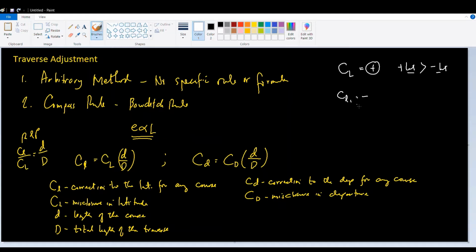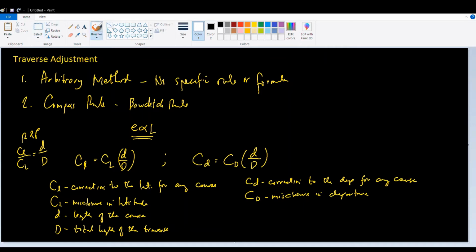Same thing, if the misclosure in latitude is negative, that means that there are more negative latitudes than there are positive latitudes. So the correction that we are going to apply should be positive. In that way, the negative latitudes will diminish in value, while the positive latitudes will increase in value. We apply the same rule for the corrections to be applied for the departures.